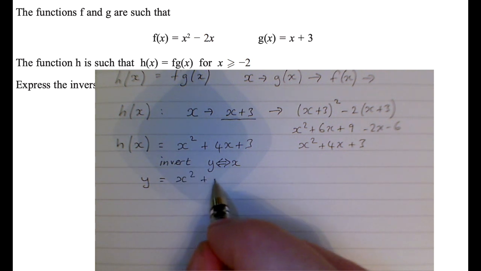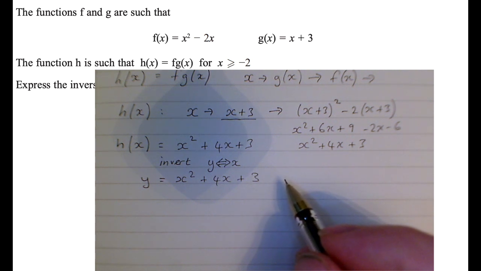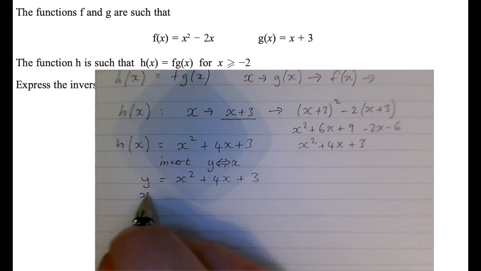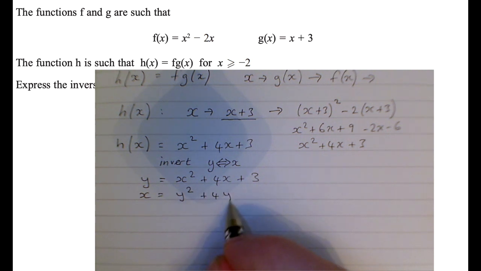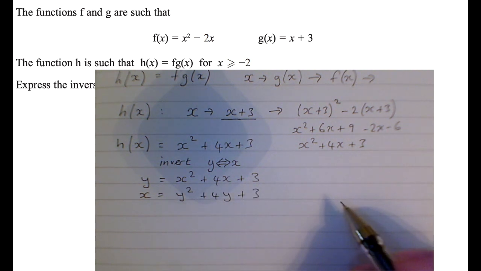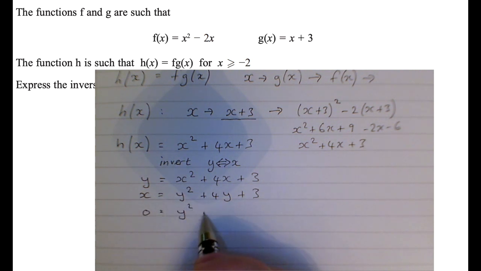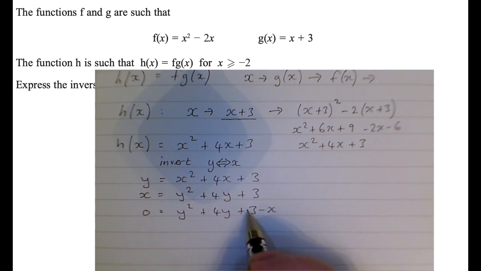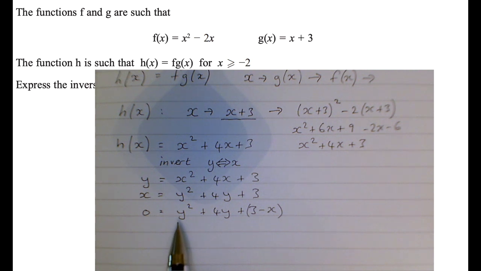So I'm going to write this now as y is equal to x squared plus 4x plus 3, and I'm going to invert it now. So y's become x's, and x's become y's. Okay. Now if I take x from both sides, I can have this equal to 0. So that's y squared plus 4y plus 3 minus x, and I have a quadratic expression. I've got an a, I've got a b, which is 4, and I've got a c, which is 3 minus x, so that's enough to use the quadratic formula.